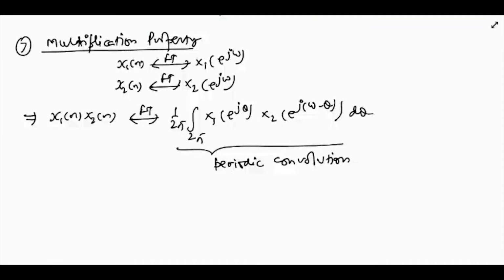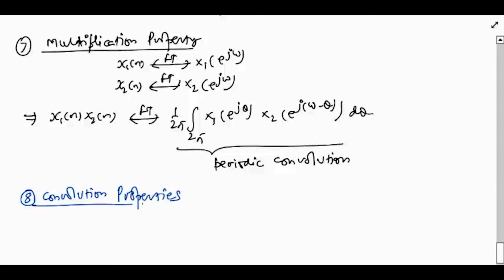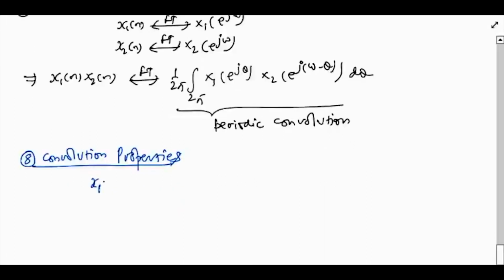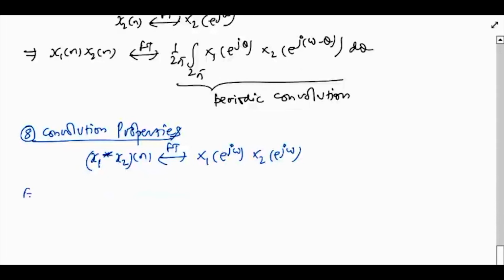Let's now go to the next property, which is a very important property, and we will see several uses of it, and this is the convolution property. This property says that the Fourier transform of the convolution of x1 and x2, that is (x1 * x2)[n], is simply the product of the individual Fourier transforms, that is X1(e^{jω}) times X2(e^{jω}). We will now see several examples or applications of this property.